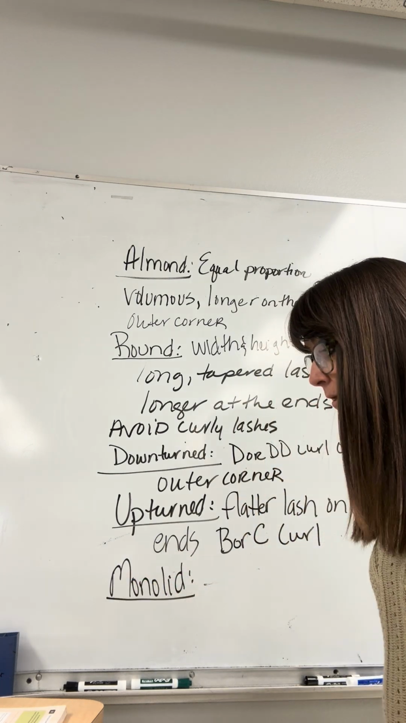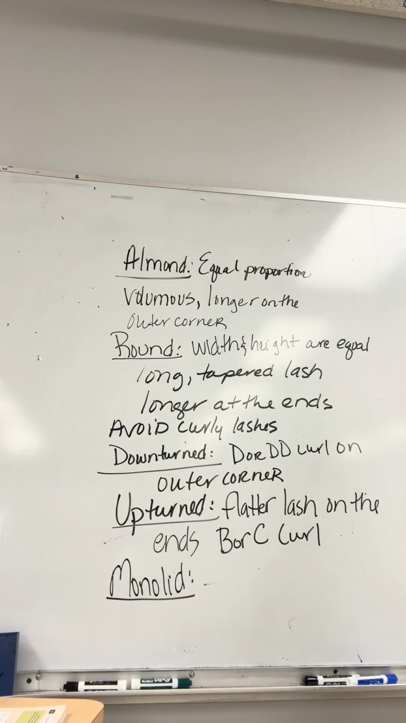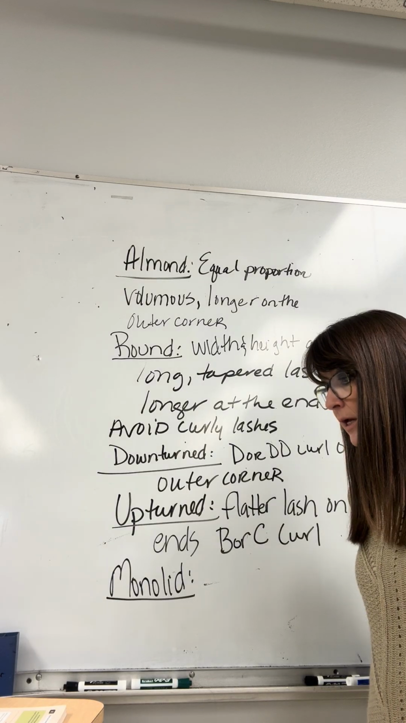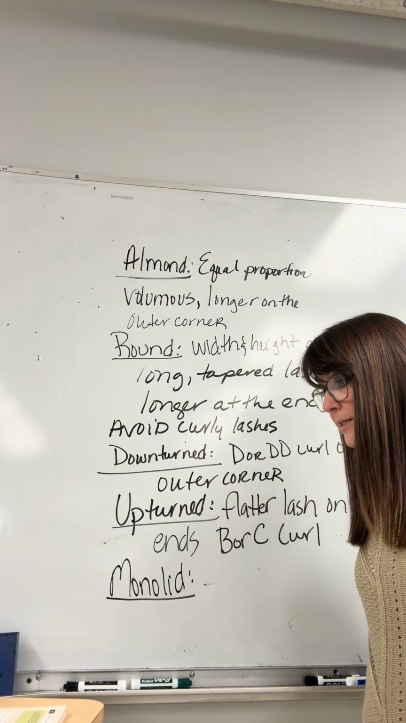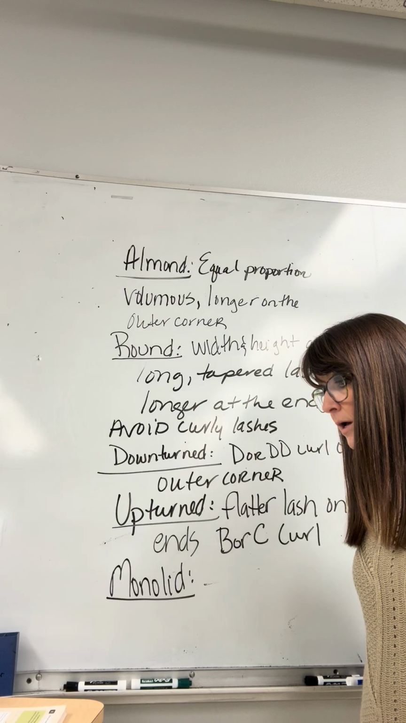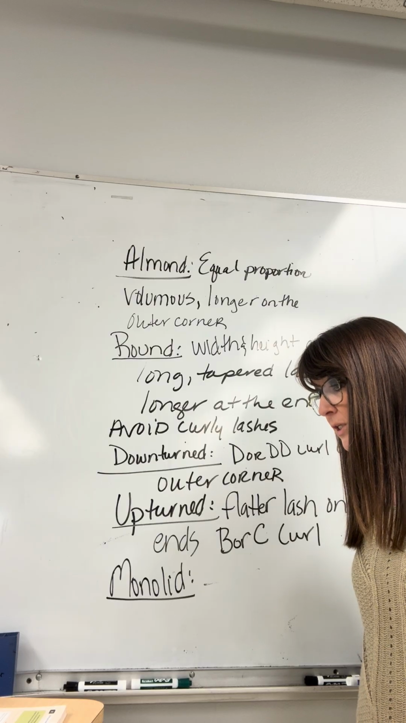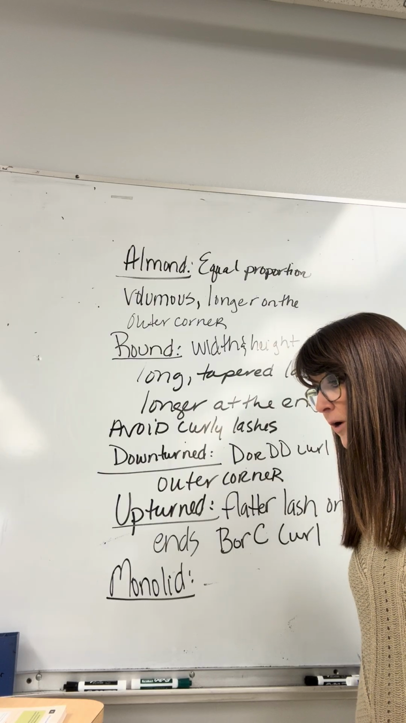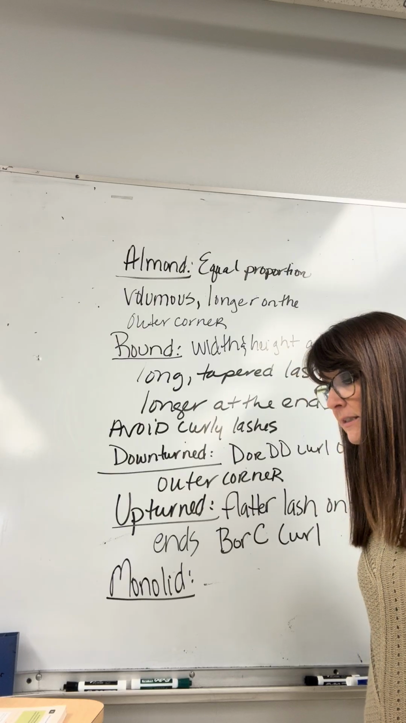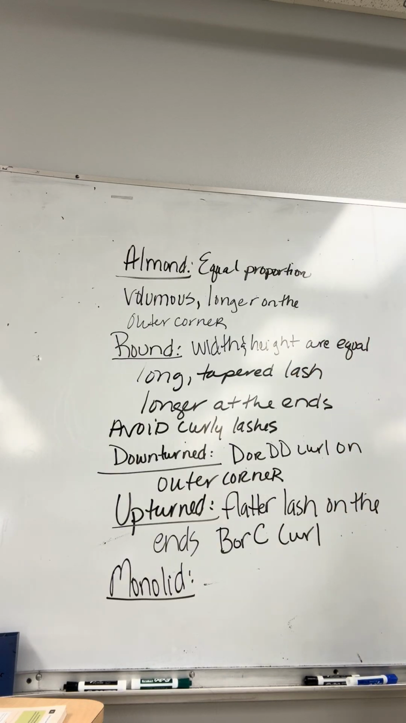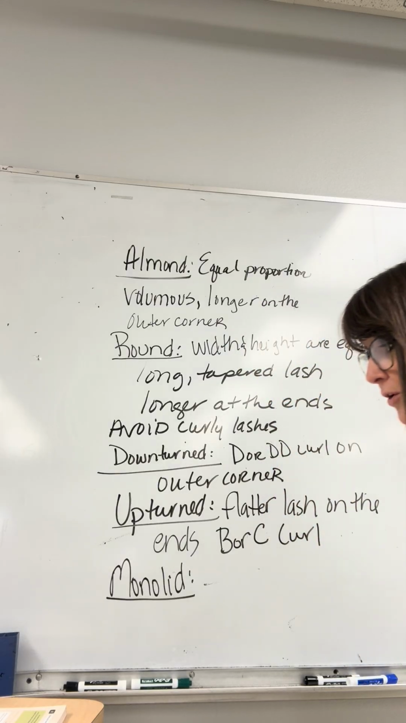Okay, a monolid is eyelids that have no crease. Use medium length lashes, no longer than 12 millimeters, usually with L or L plus curl to give the illusion of a creased lid, okay? So it is someone who does not have a creased lid.